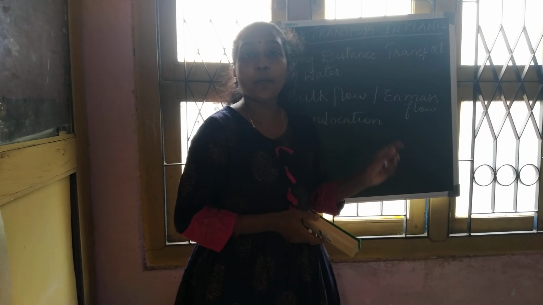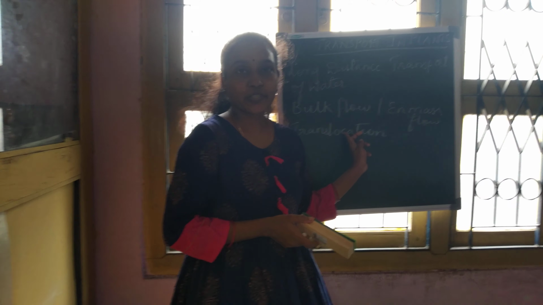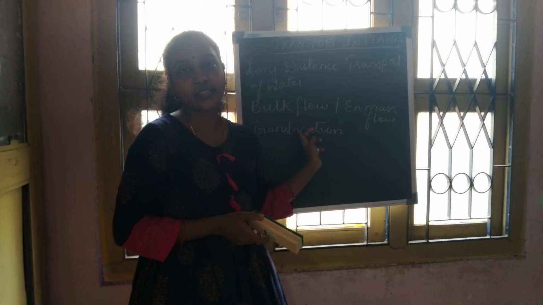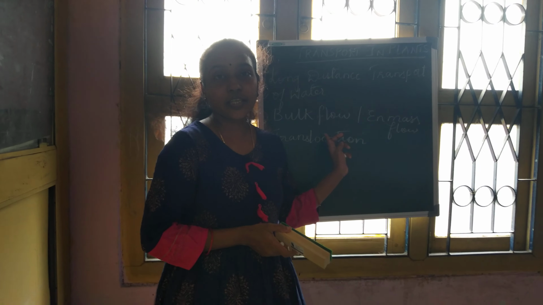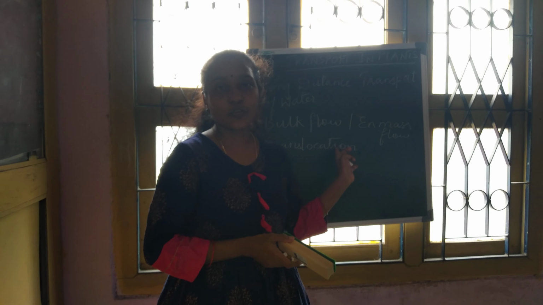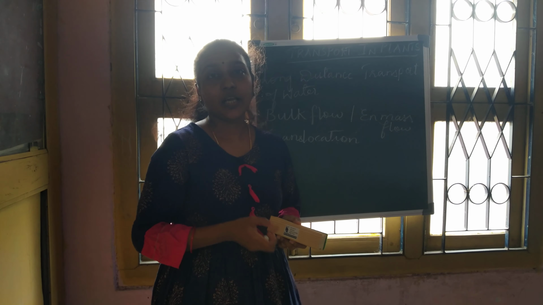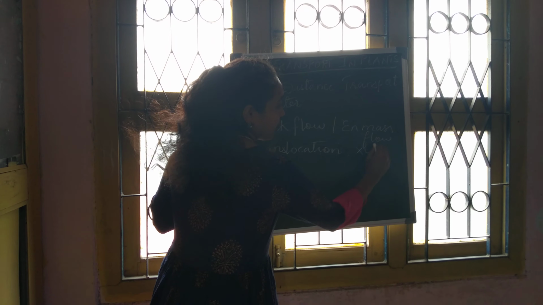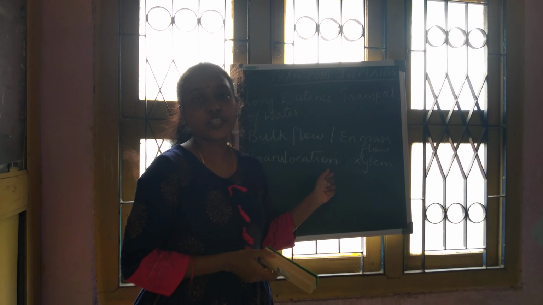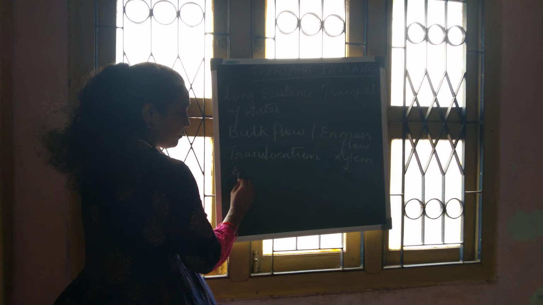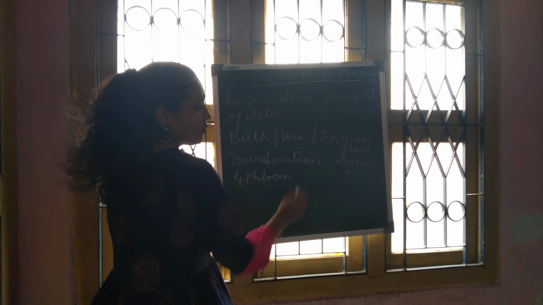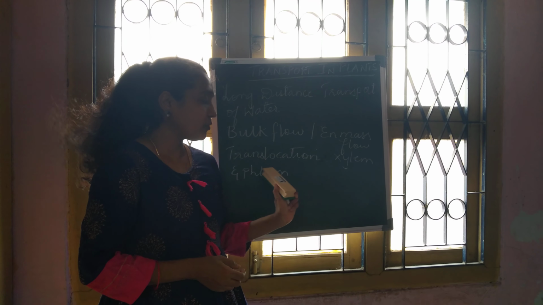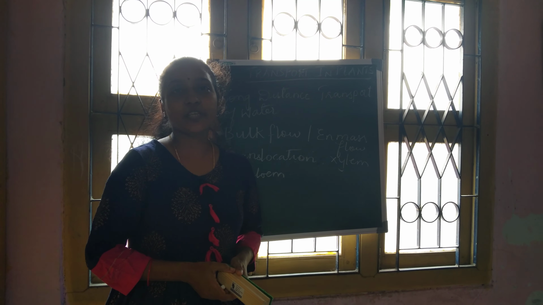So translocation is the bulk movement of substances through conducting tissues or vascular tissues. The main parts required for the process of translocation are xylem and phloem. Xylem and phloem together constitute the vascular tissues in plants.